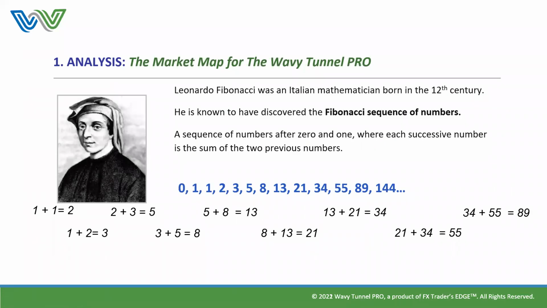Okay. Fibonacci, Leonardo Fibonacci was an Italian mathematician born in the 12th century, and he is known to have discovered the Fibonacci sequence of numbers. And this Fibonacci sequence is a sequence of numbers after 0 and 1, where each successive number is the sum of the two previous numbers. So 144 is the sum of 89 plus 55.